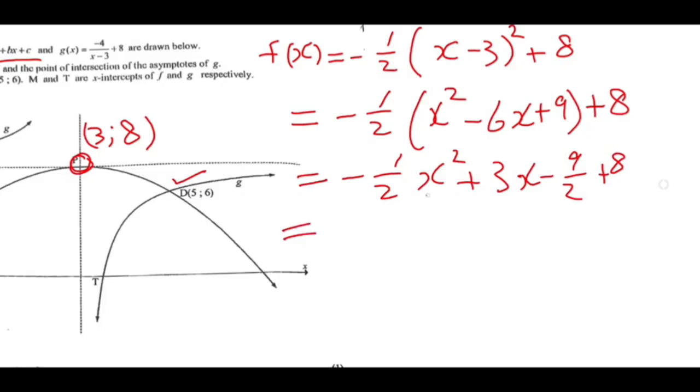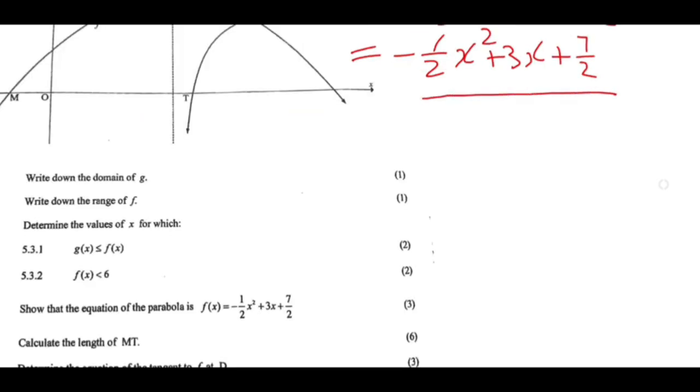I'm going to further simplify. So I'm going to simplify here. Negative 1 over 2 x² plus 3x plus 7 over 2. I use my calculator. So this is my final answer. This matches the given equation.